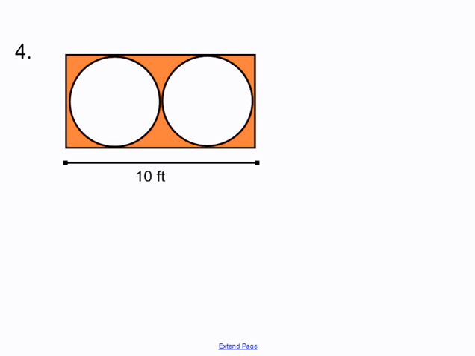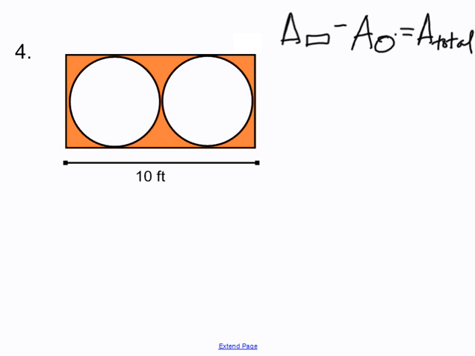All right, so I have to figure out the shaded area of this diagram. So that means I don't want the circles. So the plan will be to take the area of the rectangle and subtract the area of the circles. And that's going to give us the total area.